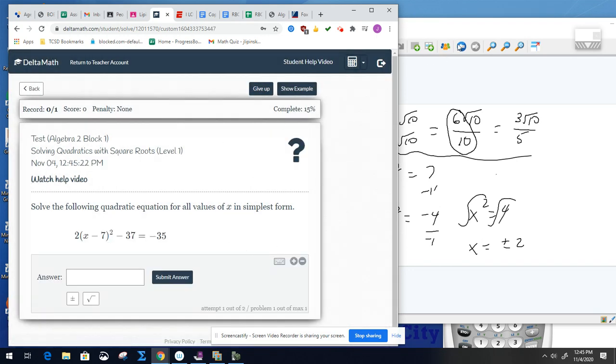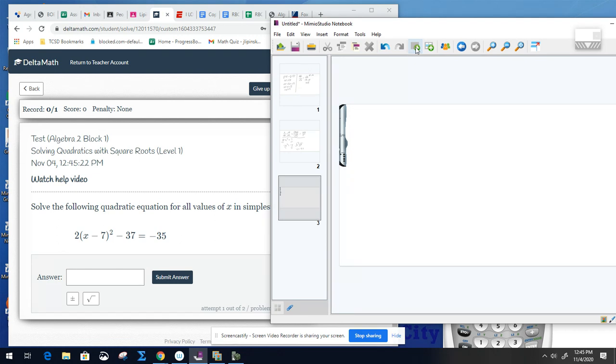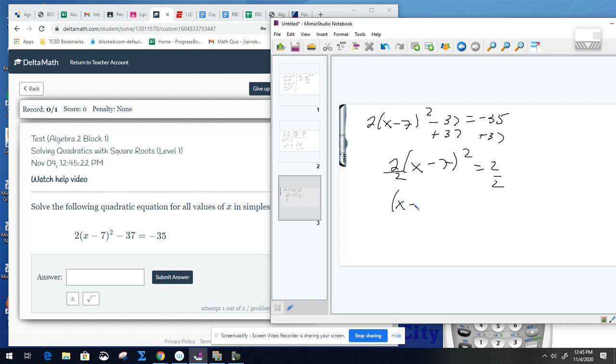Okay, so again, solving by taking square roots. In this one, we have to get what's being squared by itself. So I have 2 times (x minus 7) squared minus 37 is equal to negative 35. So I'm going to add 37 first. That gives me 2 times (x minus 7) squared is equal to 2. Divide by 2. It gives me (x minus 7) squared equals 1.